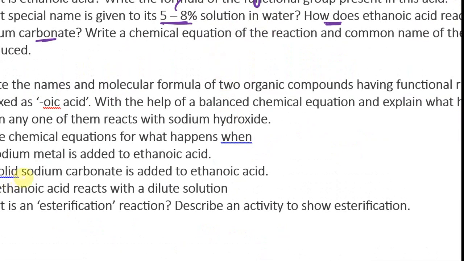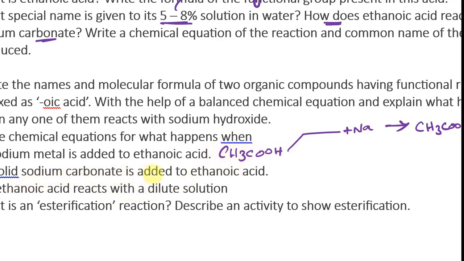And the last question. What happens when sodium metal is added to ethanoic acid? CH3COOH plus Na. That gives what? CH3COONa will be formed, plus hydrogen gas will be liberated. Plus H2 will be liberated. So for balancing, we have to add 2 here and we have to add 2 here.